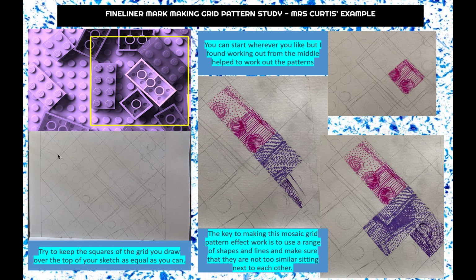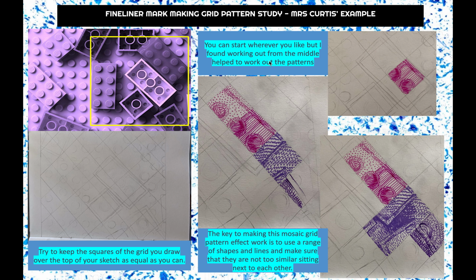And then once I've drawn it out, as you can see, I've got light pencil lines. I then added over a grid line using a pencil that I could quickly rub out afterwards, because I know that I was using the fine liners. Once I've used the fine liners, obviously that's not going to rub out, so then I can rub out the pencil lines afterwards. It's really key to try and keep the squares of your grid as equal as possible, because otherwise it's going to look a little bit odd. Mine is slightly off, but it's not too bad.